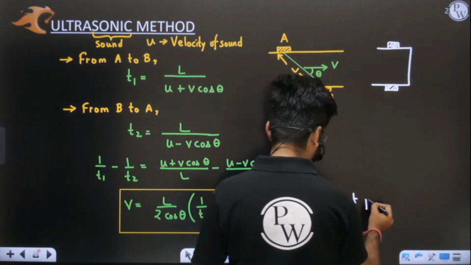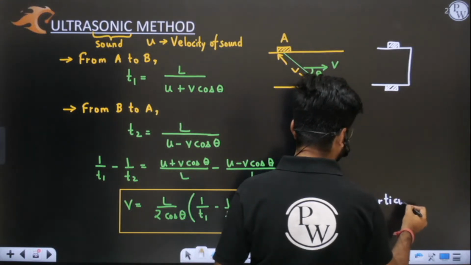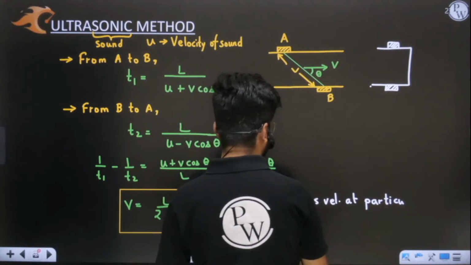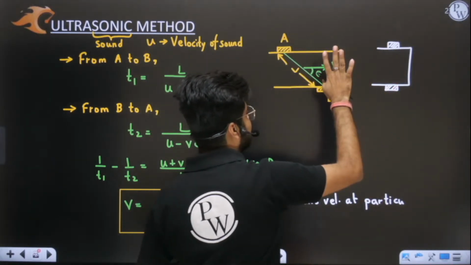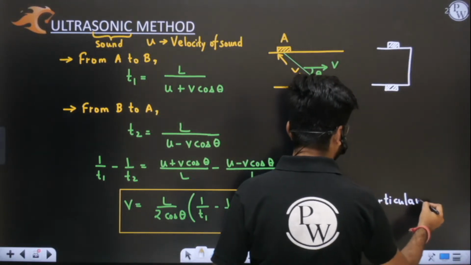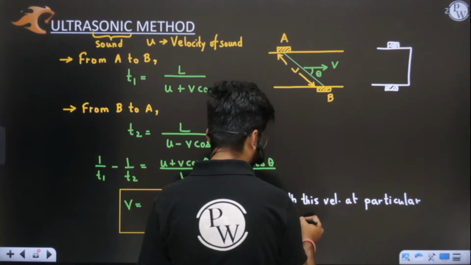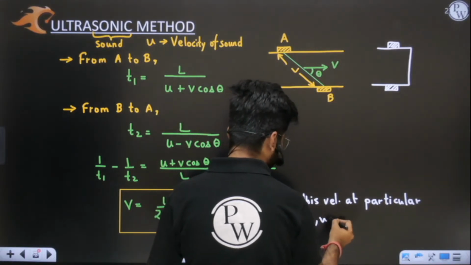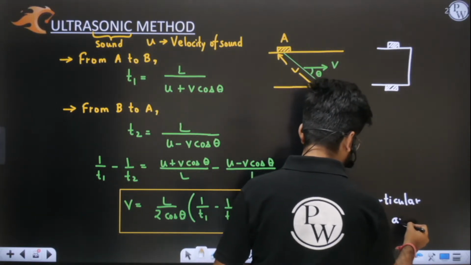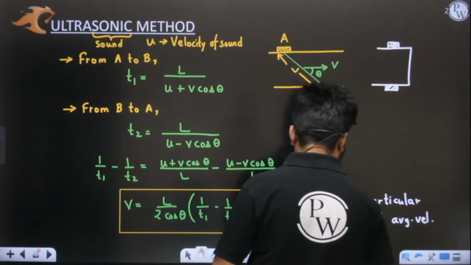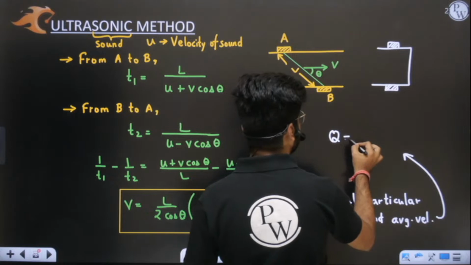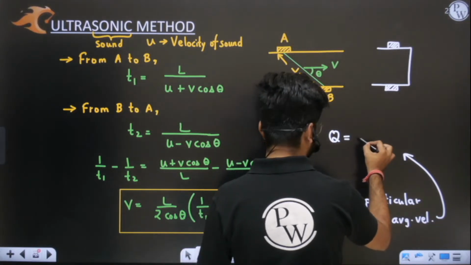This is the top of the river, this is the bottom of the river. The transmitter and receiver are placed at a certain depth, so obviously you will measure velocity at this level. With this velocity at a particular depth, we will find the average velocity. And with this average velocity, discharge will be area into V average.